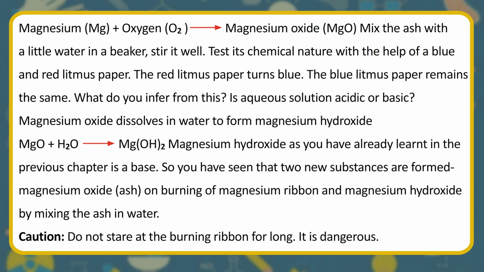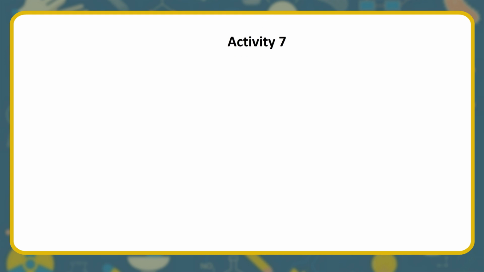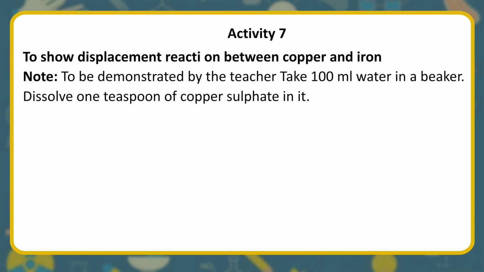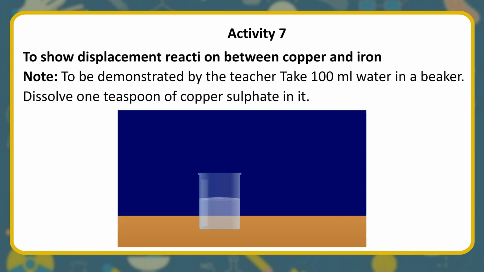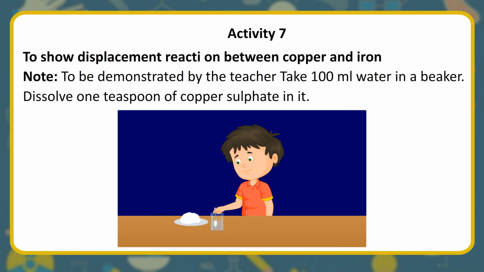Caution: do not stare at the burning ribbon for long. It is dangerous. Activity: To show displacement reaction between copper and iron. Note: to be demonstrated by the teacher. Take 100 ml water in a beaker. Dissolve 1 teaspoon of copper sulfate in it.